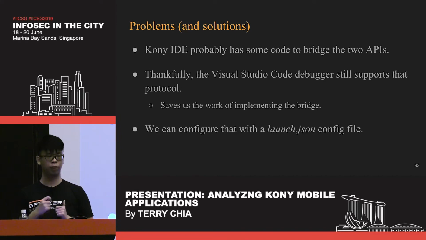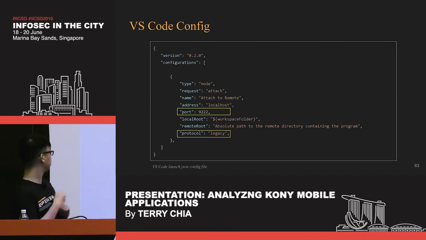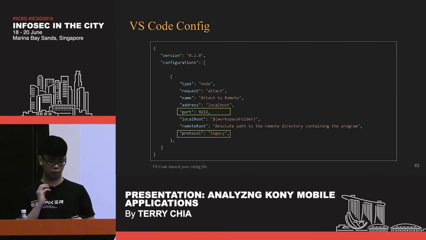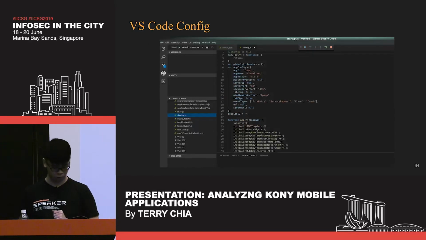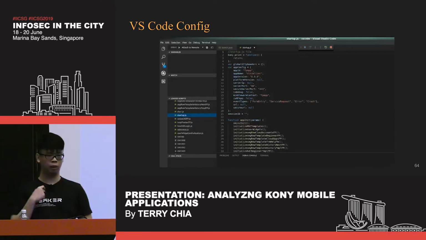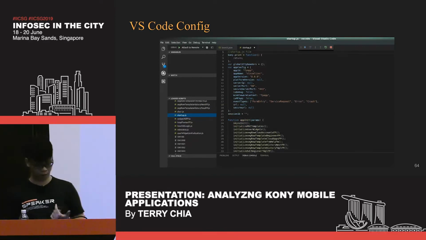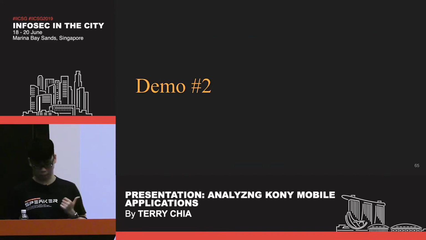And we can configure Visual Studio Code's debugger to use that legacy protocol using a launch.json config file. So something like this. And what you can see is that I'm telling the Visual Studio Code debugger that I want to connect to port 9222 and use the legacy protocol. And once the debugger connects, you will see something like this in your Visual Studio Code, which I will show a demo of now.